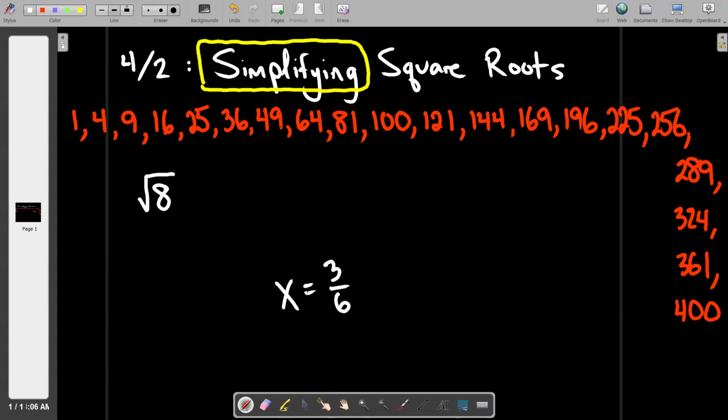Okay, so if I gave you the square root of 8, what we're going to do, and I'll show you a couple different ways, and here in about 10 minutes, I'll ask you guys which way you prefer. One method to do this is by making a little factor tree like this. And I'll let you pick whichever one you like better. I don't care.